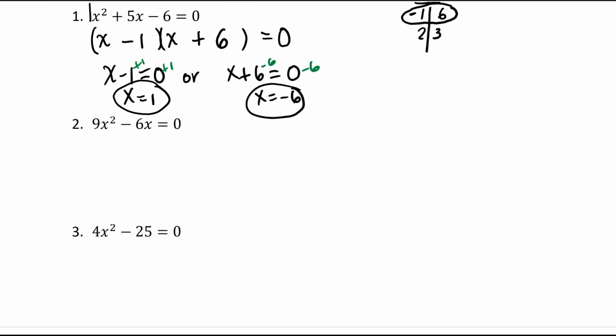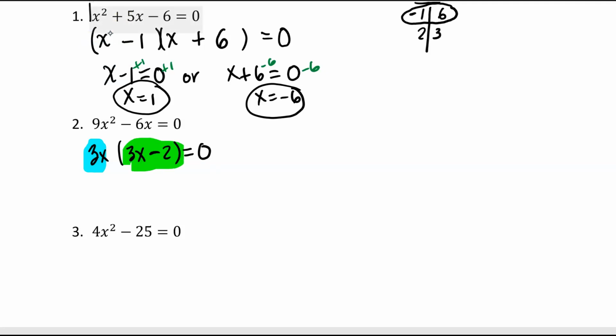We have 9x squared minus 6x. Now, what would you do first to that particular problem? Well, hopefully you said GCF. So if you said GCF, you are right. So the GCF here is 3x. So we have 3x remaining minus 2 equals 0. So we have the factor 3x as one factor, and the other factor is 3x minus 2.